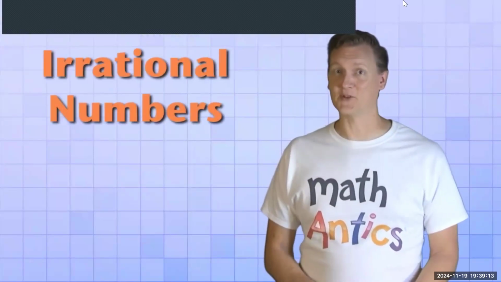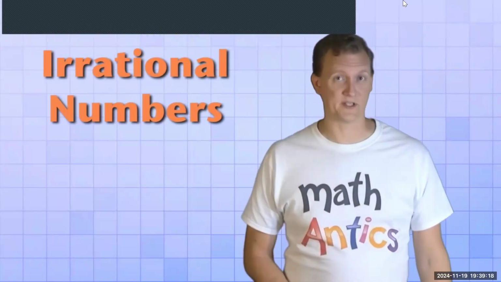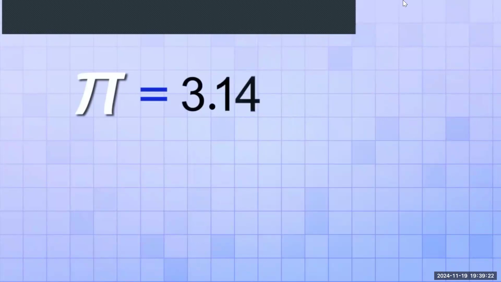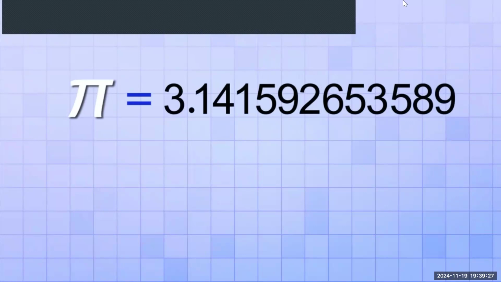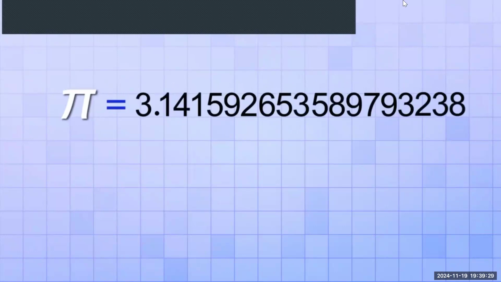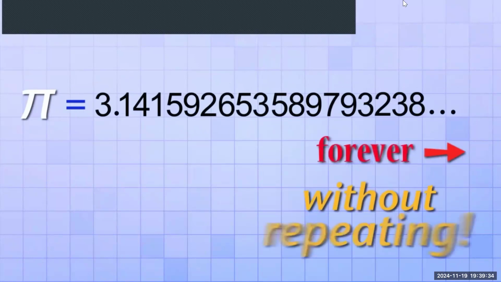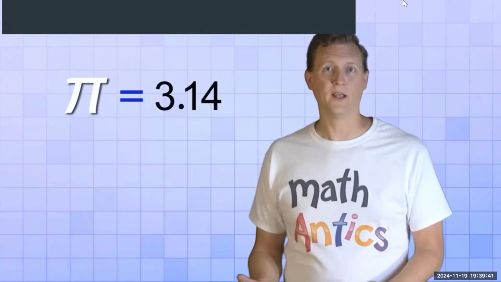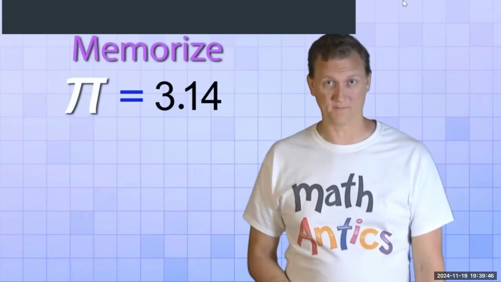Yes, irrational numbers are confusing, but seeing some more of pi's decimal digits will help you understand what I mean. To be more precise, pi is 3.1415926535897932338, and the decimal digits just keep on going forever without repeating. Pretty amazing, huh? But the good news is that saying pi is 3.14 is usually close enough for most math problems, so that's all you really need to memorize.